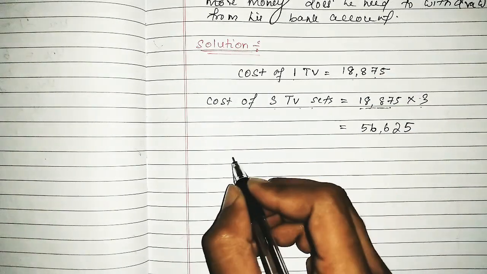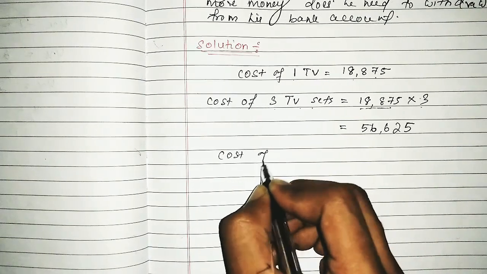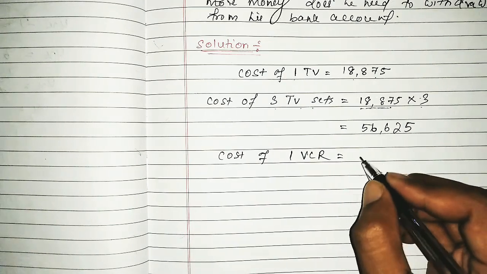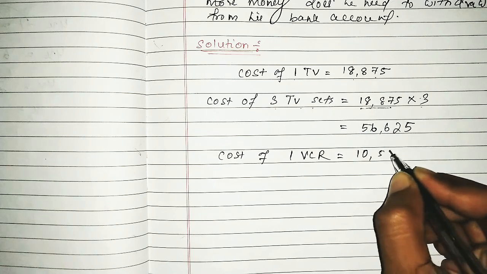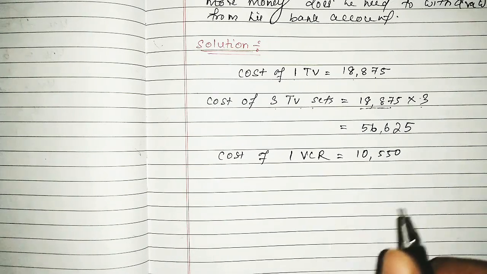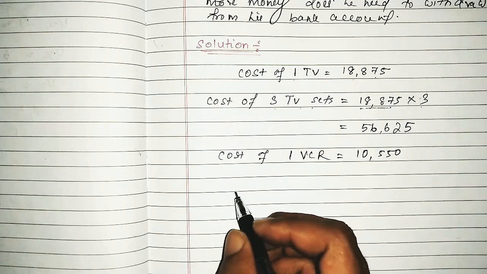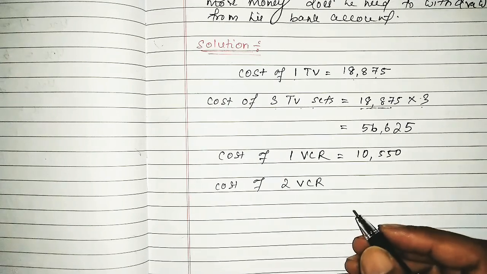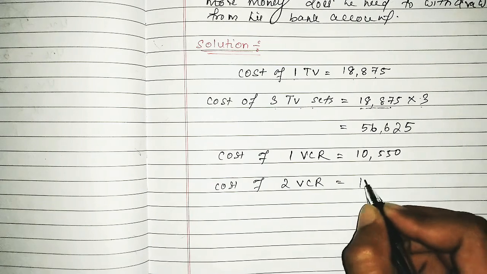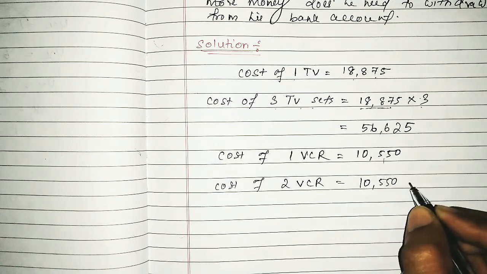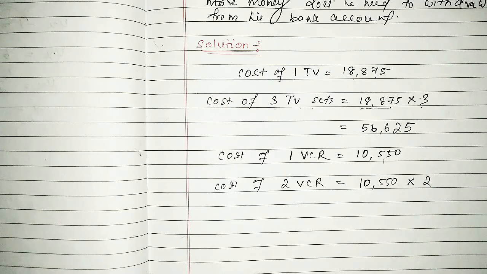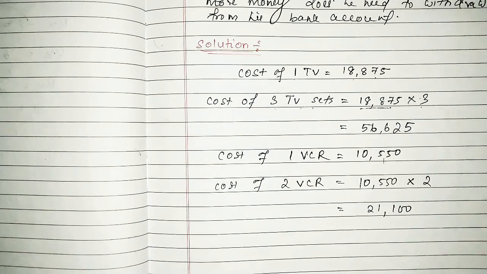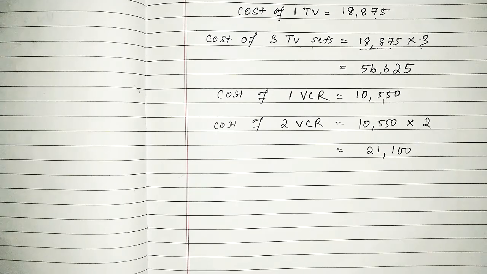In the same way, we have to find the cost of 2 VCRs. So what is the cost of 1 VCR? The cost of 1 VCR is 10,550. So what will be the cost of 2 VCRs? That is 10,550, the cost of 1 VCR, multiplied by 2, that is 21,100. Okay. This is the cost of 2 VCRs.